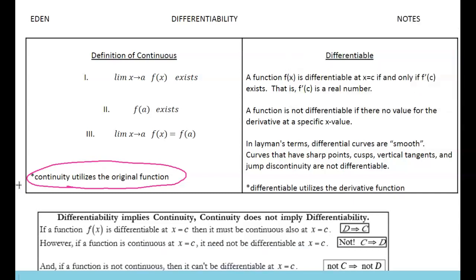What happens with differentiable? Differentiable is kind of a root word of derive, derivative, so it's a similar concept, but with the derivative function, not the original function. So differentiable, first of all, is going to utilize the derivative function. A function is differentiable at a specific x value, let's call it c, just like we did with a for limits, if the derivative exists. Continuous means, can you plug a value into the original function and get a value? Differentiable means, can I take the derivative and then substitute that value and get a value?